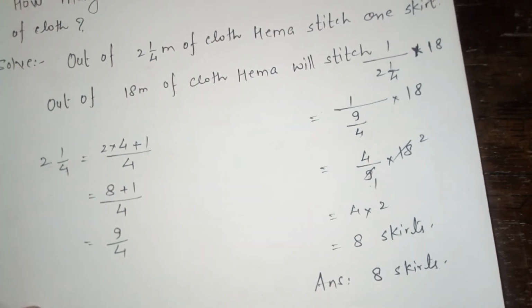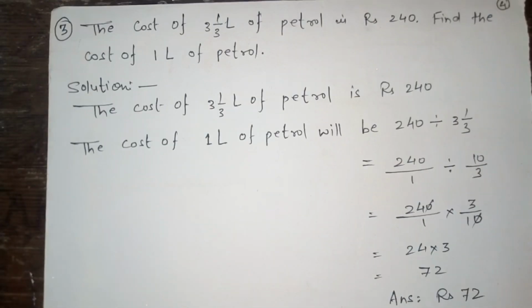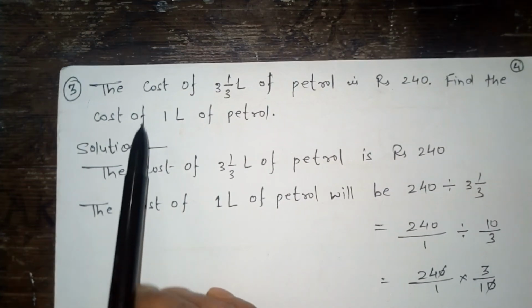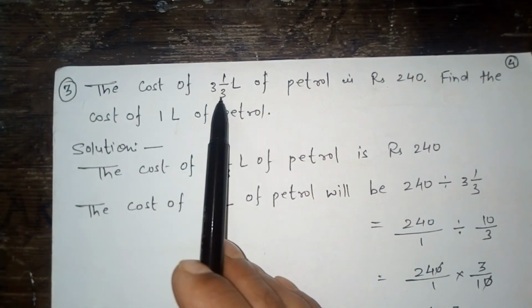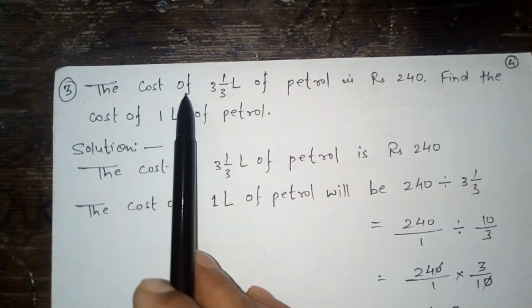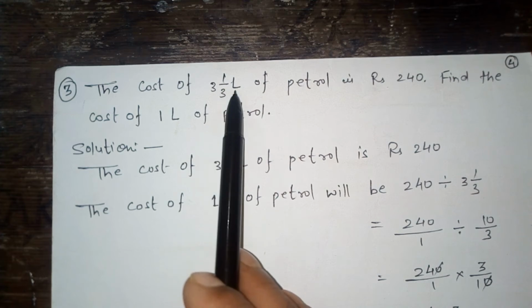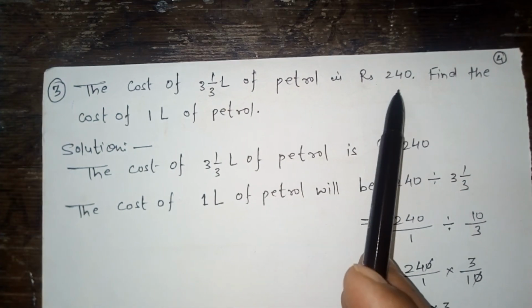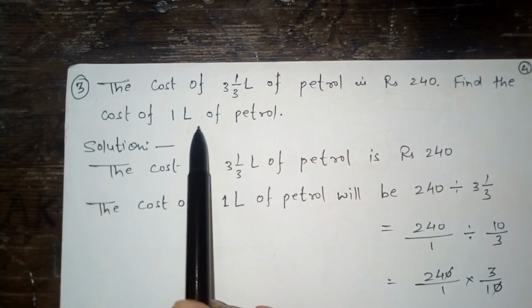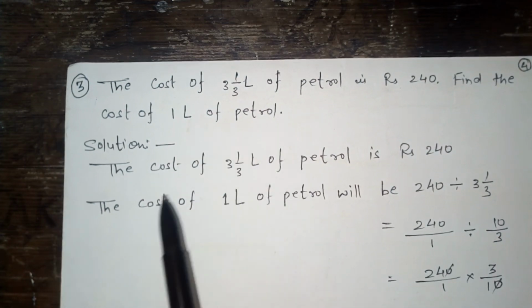Now your next question is, these questions depend on your book from page number 72. The cost of 3 and 1 upon 3 L, L stands for liter, of petrol is rupees 240. Find the cost of 1 liter of petrol.